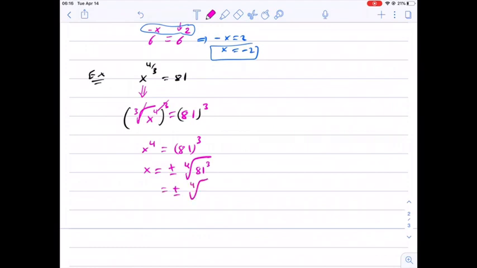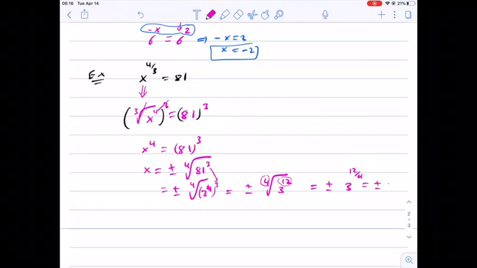And this is plus or minus 4th root of 27. Let me write it this way. 81 is 3 to the power 4, raised to the power 3. So this is plus or minus the 4th root of 3 to the power 12. And then this is plus or minus 3 to the power 12 over 4. And that is plus or minus 3 to the power 3, which is equal to plus or minus 27. So we have two solutions for this equation.